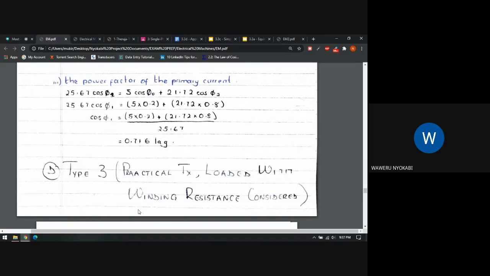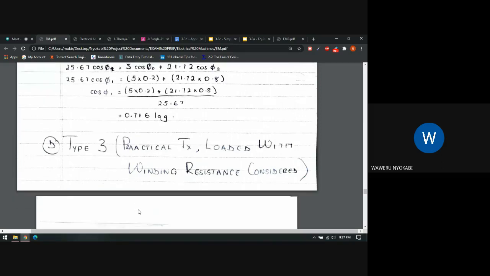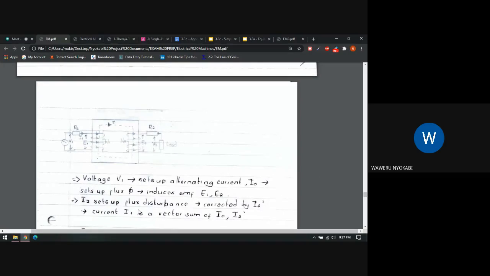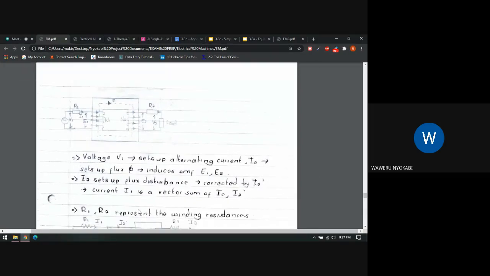In type 3, the question that I'll go through asks to elaborate the statement that winding resistance in the transformer model makes the voltages load characteristic dependent. In order to answer that, we'll need to go through at least one of the phase diagrams, but I'll just quickly take you through.